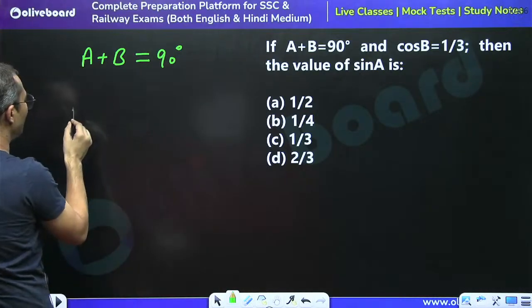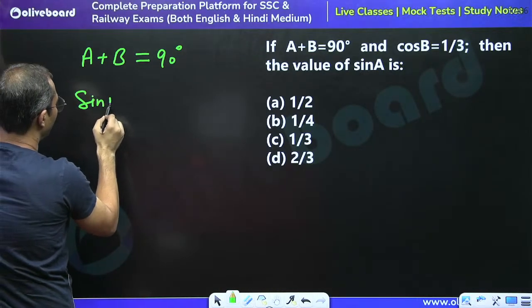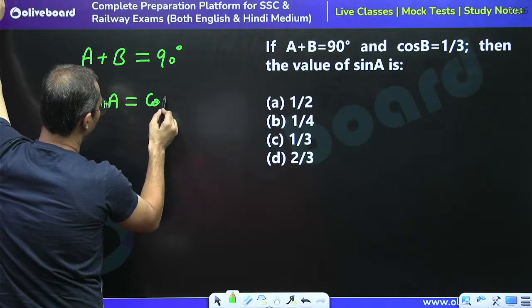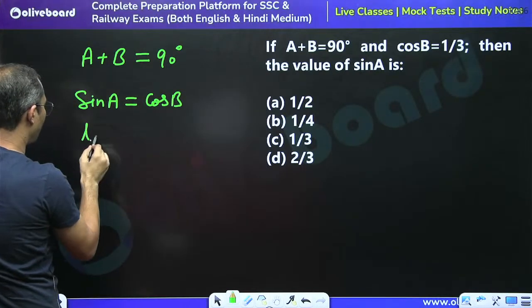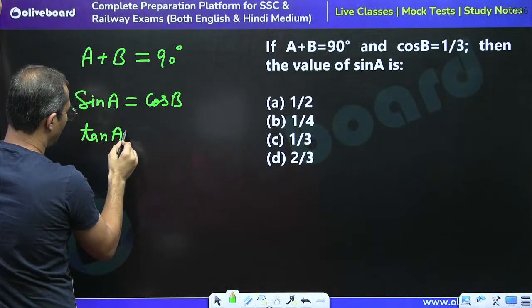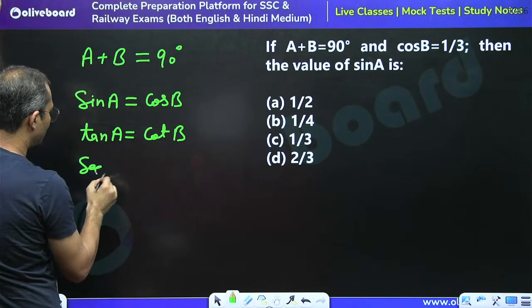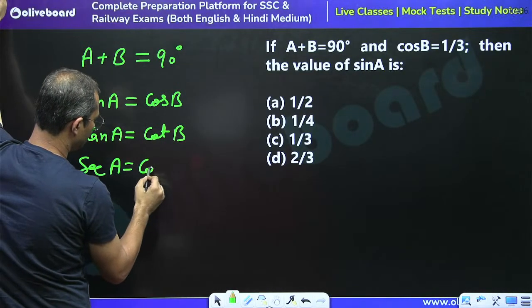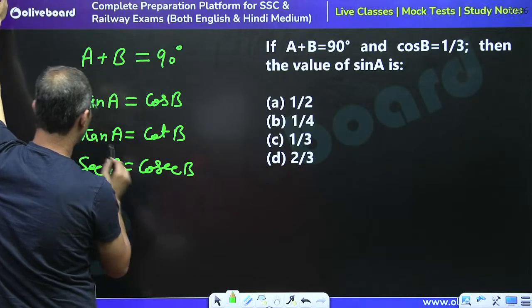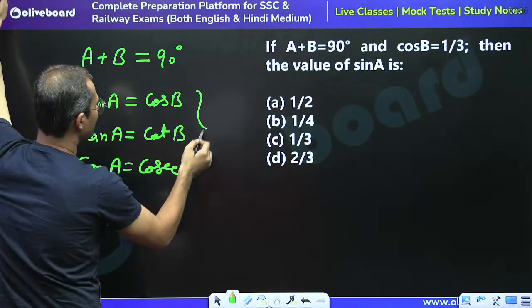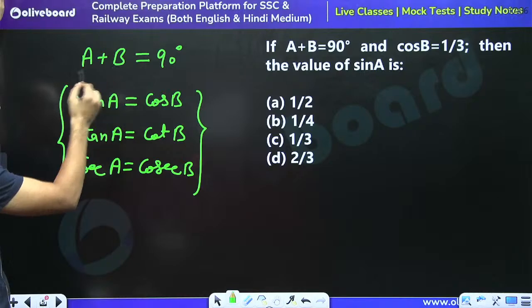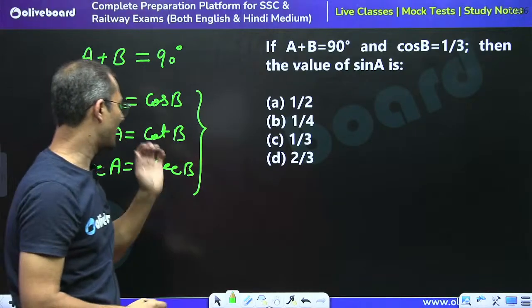In that case, we can say that sin A is equal to cos B, tan A is equal to cot B, and sec A is equal to cosec B. So this is the case if A plus B is equal to 90.